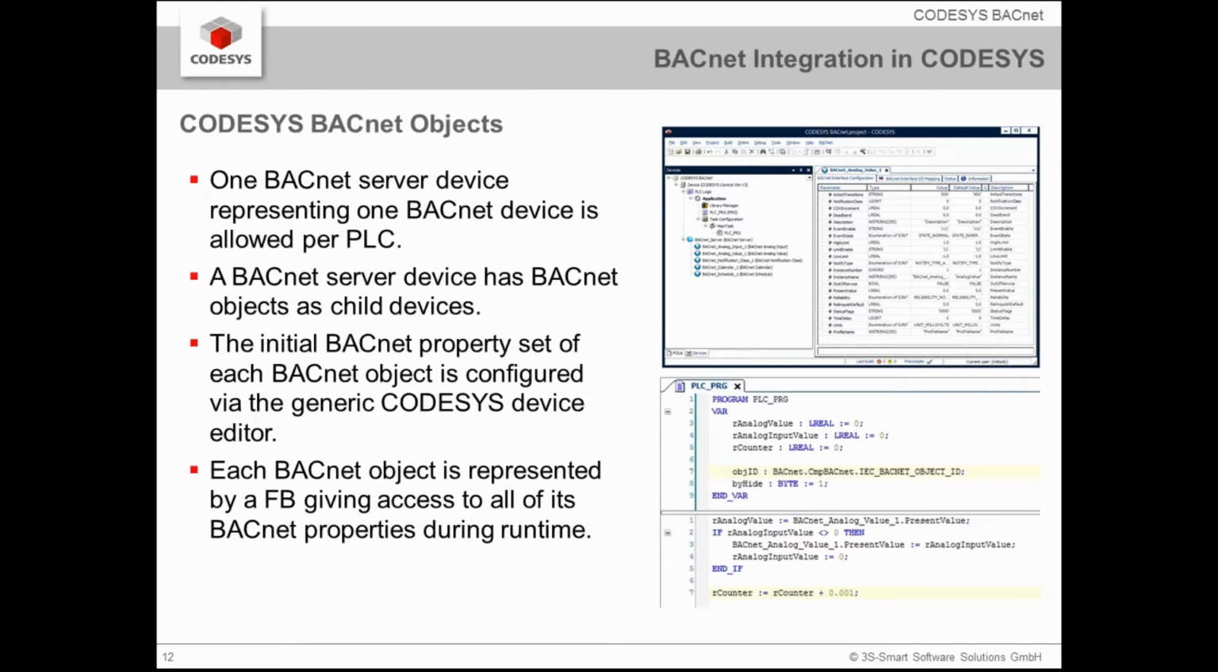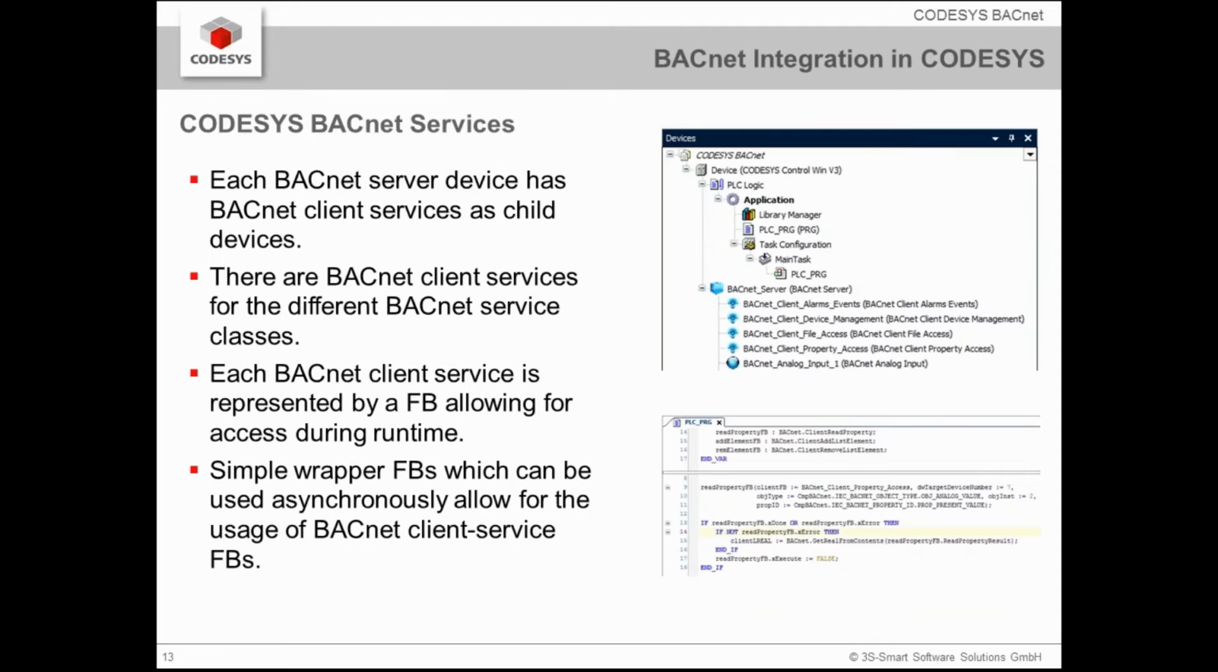We integrated on the one hand CODESYS BACnet objects. First to say is that one BACnet server device representing one BACnet device is allowed per one PLC, and a BACnet server device always has BACnet objects as child devices. The initial BACnet property set of each BACnet object is configured via the generic CODESYS device editor, and each BACnet object is represented by a function block giving access to all of its BACnet properties during runtime.